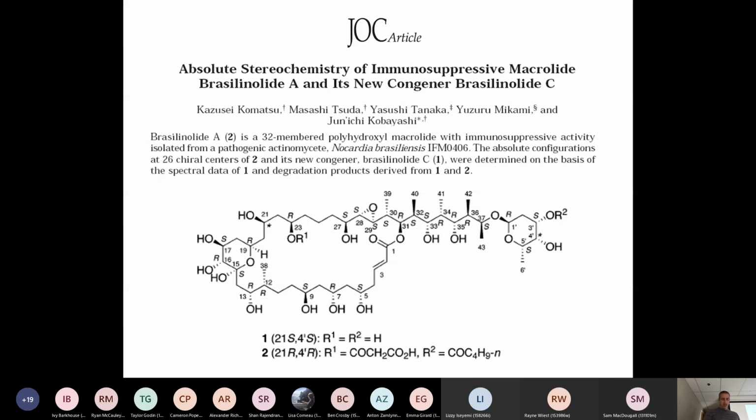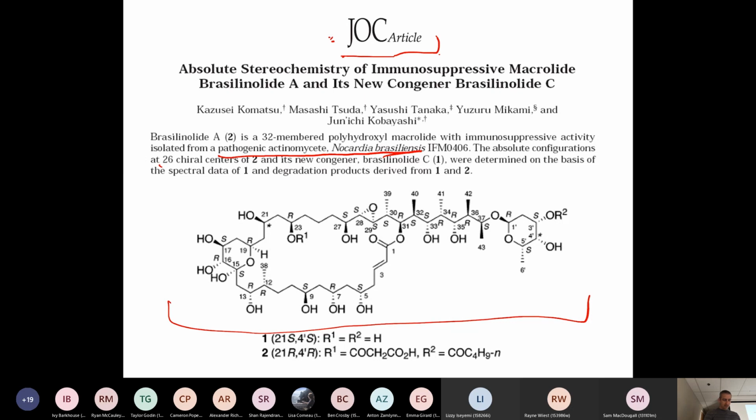Here's another Journal of Organic Chemistry, JOC article. This one is talking about the absolute stereochemistry of immunosuppressive macrolide brazilinolide A. So basically what happened is some natural products chemists discovered a pathogenic actinomycete with this Latin name. And they looked at the molecules that this thing was producing inside of its little body, and they found this compound. They isolated it from everything else in there. They used NMR spectroscopy, and they figured out what the structure was. But they weren't able to tell what the stereochemistry of all those positions happened to be.